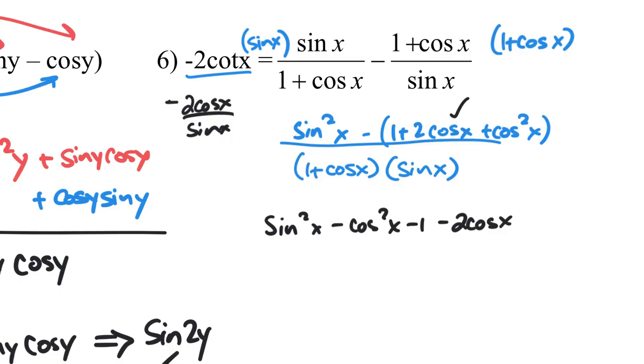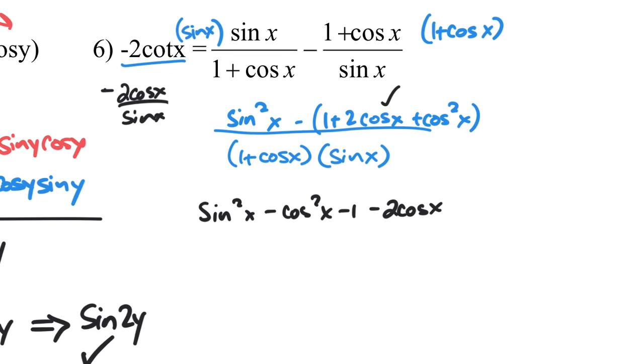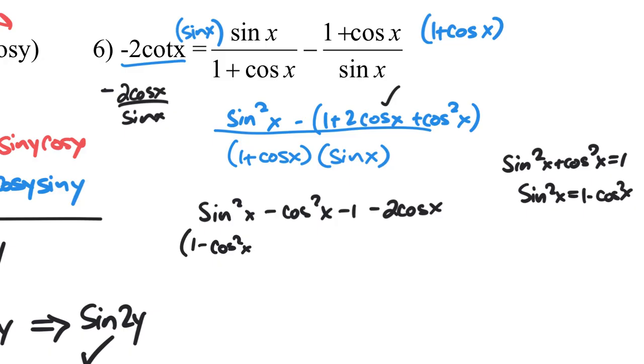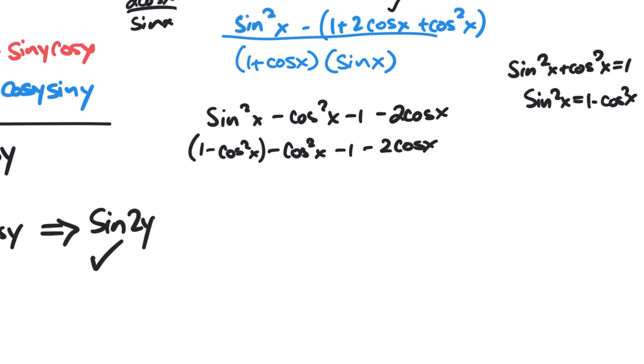Now as I look at this numerator, I can do some simplifying. I'm looking at the sine squared minus cosine squared. Well, I know that sine squared x plus cosine squared x equals 1. And I think what I want to do is replace sine squared x. So sine squared x is the same as 1 minus cosine squared x. So we could say 1 minus cosine squared x minus cosine squared x minus 1 minus 2 cosine x.